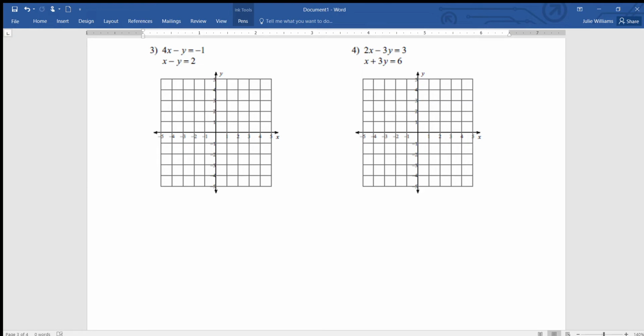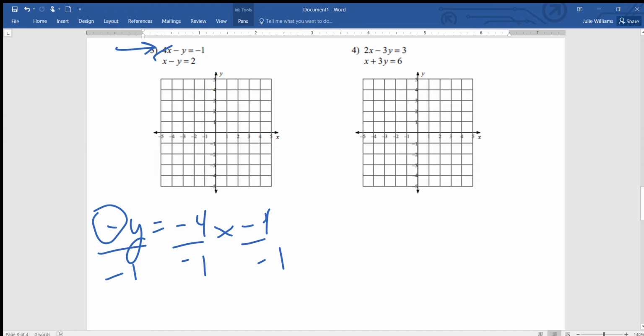So put them in slope-intercept form first. Let's do the one that's on top first. We have to get rid of the 4x on either side. When we do that, you're going to end up with -y equals -4x minus 1, because I subtracted that on both sides. Now I'm almost there, except that I have that negative in front of the y, and I want it to be just a positive y. So I have to divide every single term by -1.